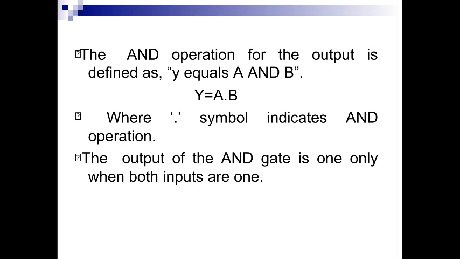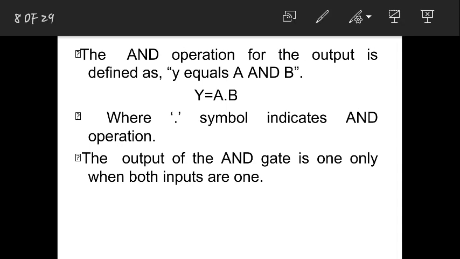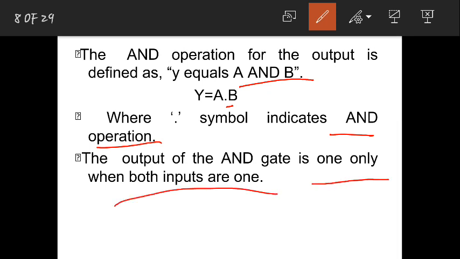Here the AND operation for the output is defined as Y is equal to A and B. AND here means this dot, where the dot symbol indicates the AND operation, nothing but logical multiplication. The output of an AND gate is 1 only when both inputs are 1. I said you can define it in either way. If you understand the truth table properly, then you can write it on your own. Here he has given that the output of an AND gate is equal to 1 only if both the inputs are equal to 1.